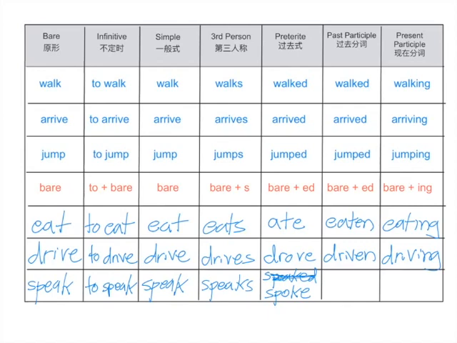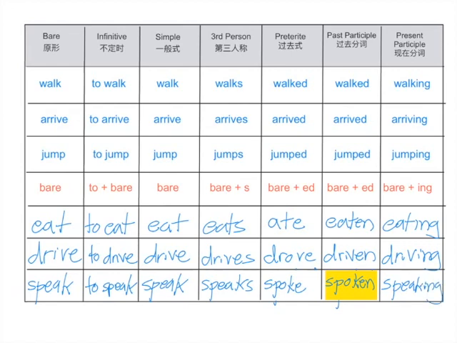Likewise, the past participle would also be speaked, but it is spoken. Again, let me clean that up a bit. And finally, the present participle verb form is speaking. It follows the rule once again.